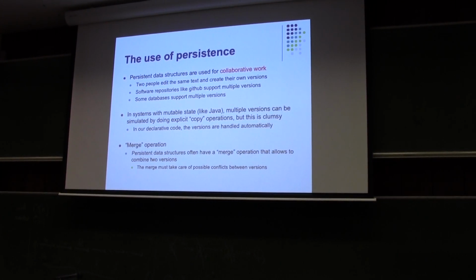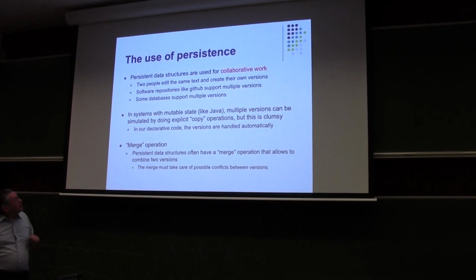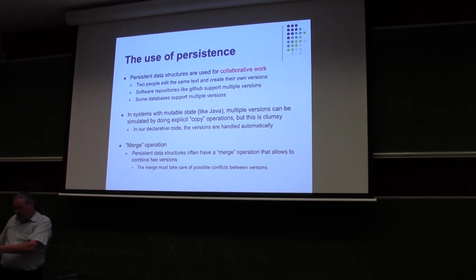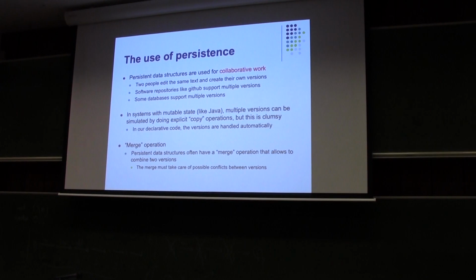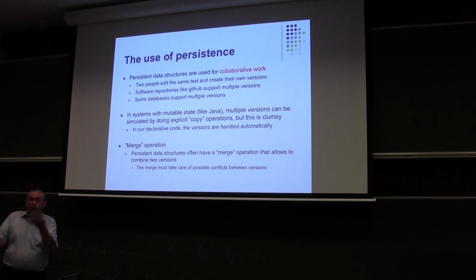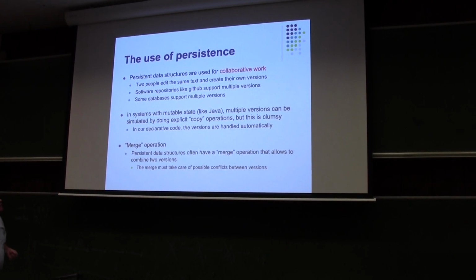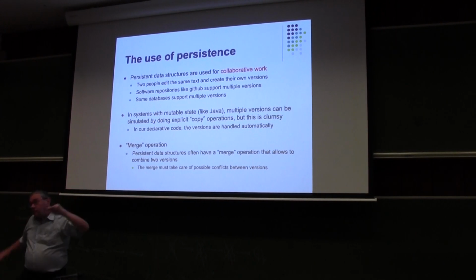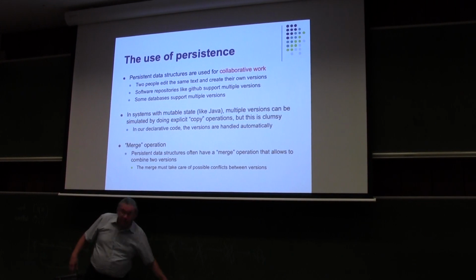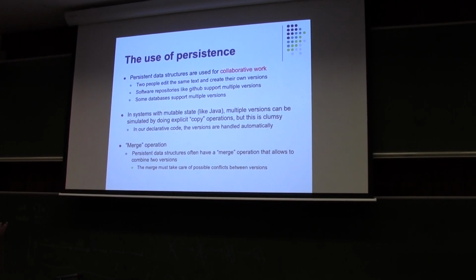In systems that have mutable state, like Java, you can get kind of mutable versions by doing a copy. You make a copy of some data structure, but there it's the programmer that has to handle it. It's very clumsy. The copy is a new thing, and you have to be careful about the original and the copy and so on. In the code I'm going to show you today, it's all automatic. You use the data structure, and the old versions still exist, and you can use them. The programmer doesn't have to do anything special.